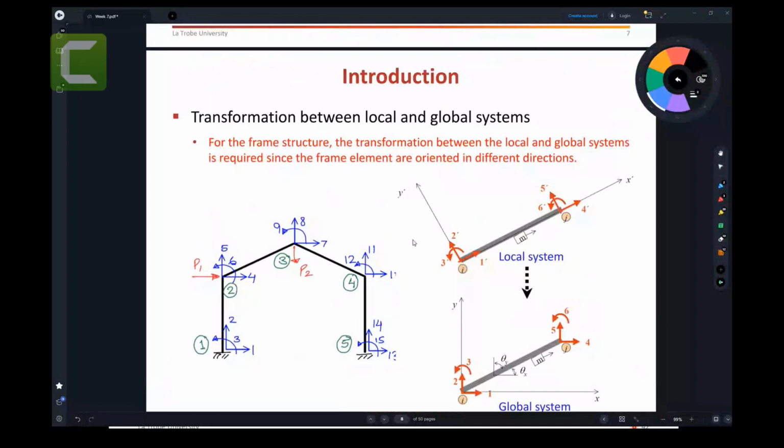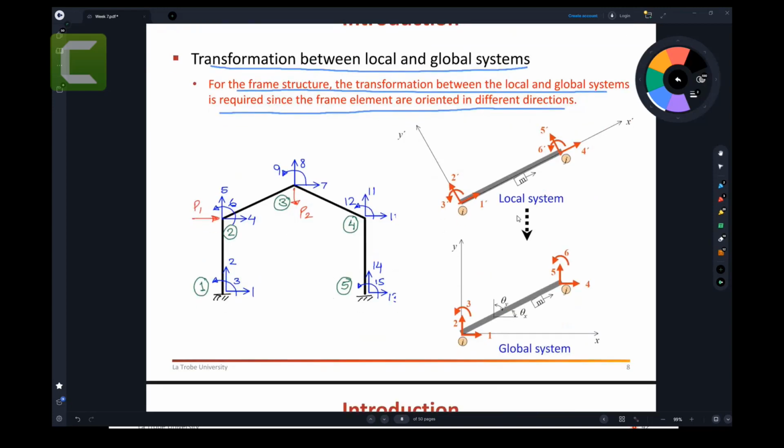Now, I will not go into great detail on how this works because it will be really complex, and we will not ask you how this works. But we will have these transformations between the local and global systems. For frame structures, the transformation between the local and global system is required since the frame is oriented in different directions. So what happens?